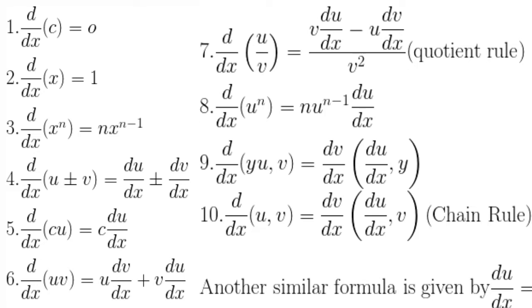Differentiation of product of two functions, d by dx of uv is equal to u dv by dx plus v du by dx. Similarly, for a fractional polynomial, a quotient, d by dx of u by v, its derivative will be v du by dx minus u dv by dx, divided by v square. Similarly students, there is the chain rule and so many formulas of derivatives we are going to learn over here.